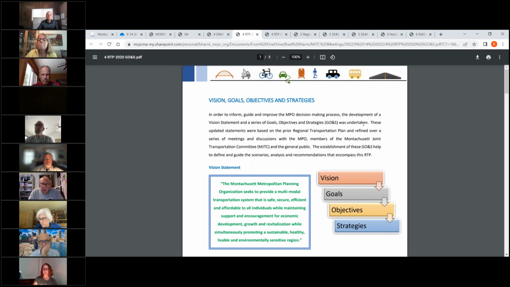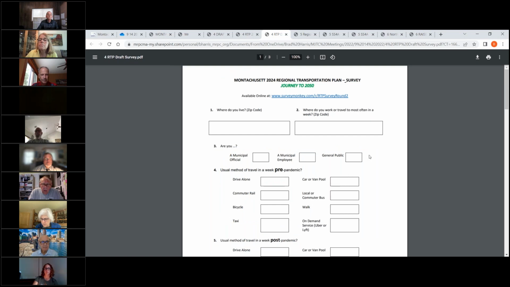So again, at a future meeting, after we wrap up this vision, goals, objectives, and strategies portion of it, we'll probably take a deeper look into performance measures, and that really determines whether we're meeting the goals set forth in the plan or not. So the last part of this is the survey, and we presented this in July as well.